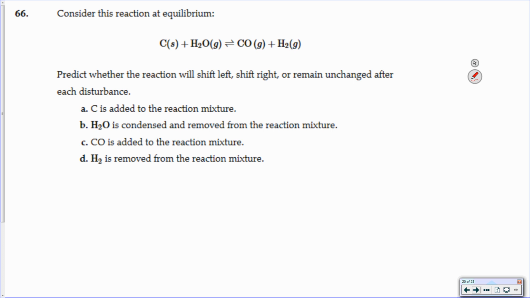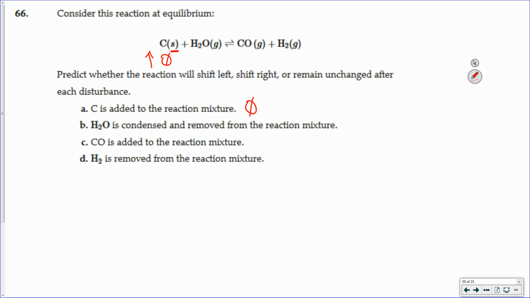All right. Another similar one. Which way is it going to shift? Forward, reverse, or unchanged in the system. So the first thing says the reactant carbon is added. What's it going to do? It's a reactant, so why wouldn't that go forward? It did on the last one. It's a solid. That's the key thing to recognize. As we increase the amount of carbon, it's no change, because we recognize that's a solid phase. That's the trick to that problem.